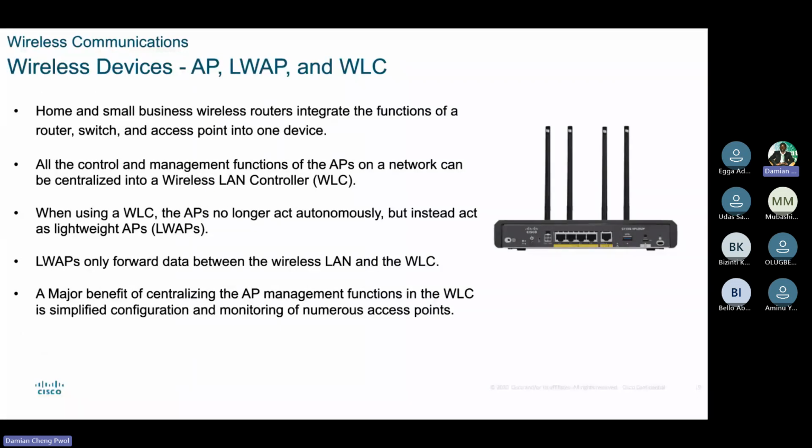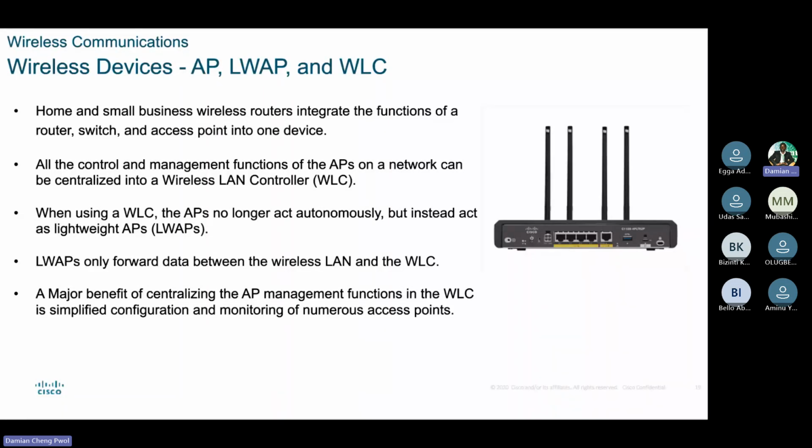Wireless devices: access points, LWAP, and WLC. Let's look at them. What do they mean? A home and small business wireless router integrates the functions of a router, switch, and access point into one device. That's the one I've mentioned before. Like your SIM router is a good example of that. The one you have at home performs the function of what? The router, switch, and access point.